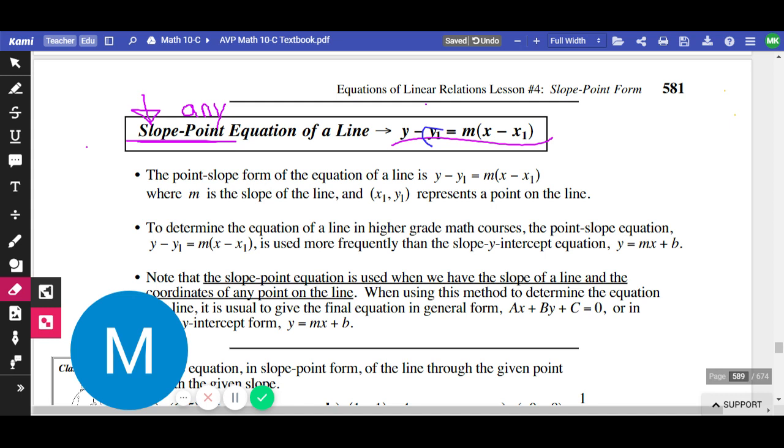The m value, what does m always stand for? Slope, right? So this m value right here, that is your slope. Okay, and that's not going to change. Anytime you see the letter m, they're referring to slope, right? Unless they specifically say it's something else.